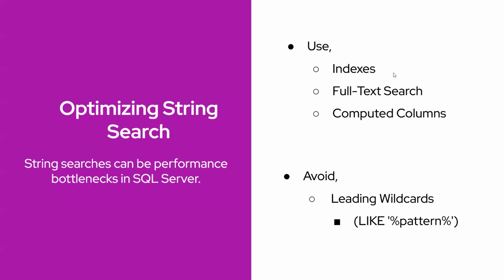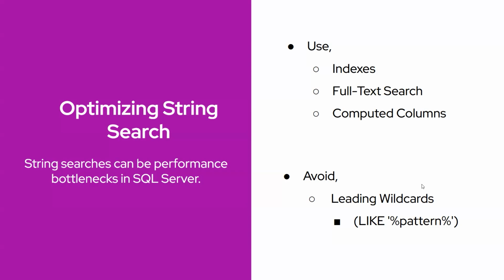So next time I'm going to discuss optimizing string search. We are discussing this today because string searches can be a performance bottleneck in SQL Server searching. For this, we can use indexes, full text searches, and computed columns, which means we can reduce column computation like substrings, concatenation, and casting when searching. We also have to avoid leading wildcard LIKE patterns in large data sets.